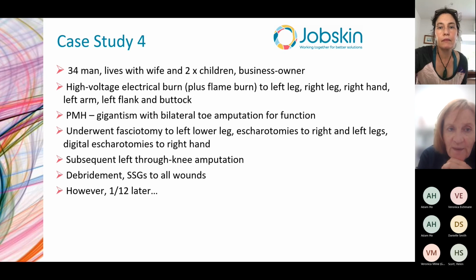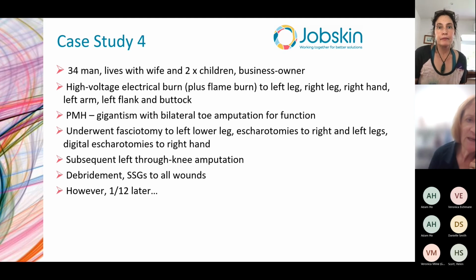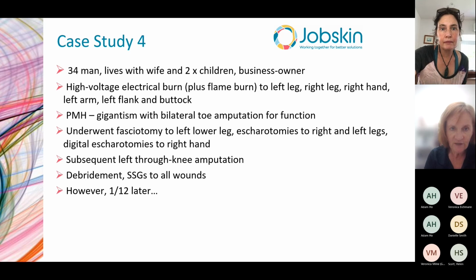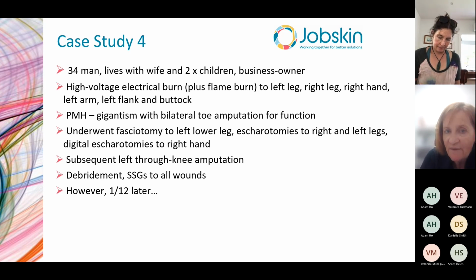A 34-year-old man lives with his wife and 2 children, owned his own business, and very kindly consented for us to use these images. He had a high voltage electrical burn to his left leg, right hand, left arm, left flank, and buttock. Of interest is the fact that in his past medical history, he suffered from gigantism, which meant that his toes were enlarged, and he had toes amputated bilaterally for functional benefit and particularly to be able to fit his feet into shoes.